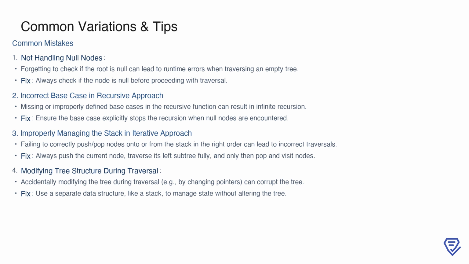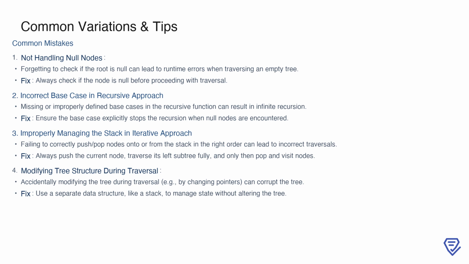Another common pitfall arises in recursive solutions, where the base case is either missing or incorrectly defined. Without a proper base case, your function could end up in infinite recursion. To prevent this, make sure the base case stops the recursion when a null node is encountered. In iterative approaches, improper management of the stack can lead to incorrect traversals. For instance, failing to push and pop nodes in the right order might cause you to visit nodes out of sequence. Always ensure you fully traverse the left subtree by pushing nodes onto the stack before starting to pop and visit them.